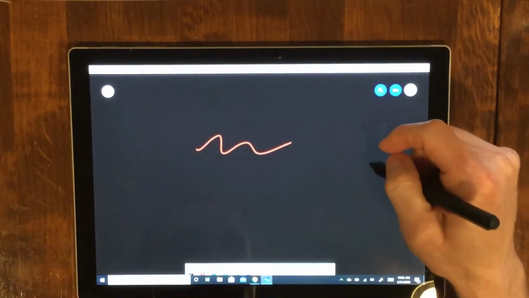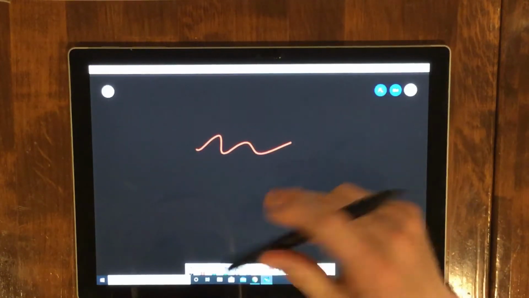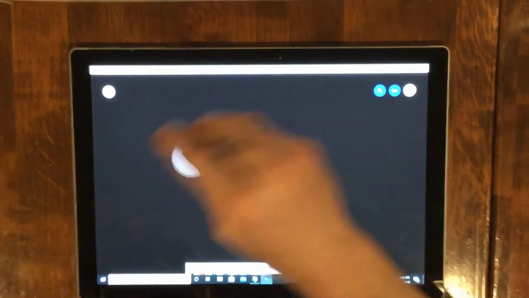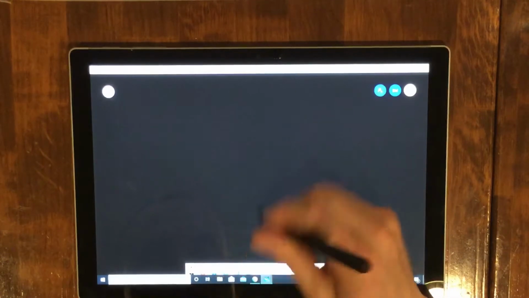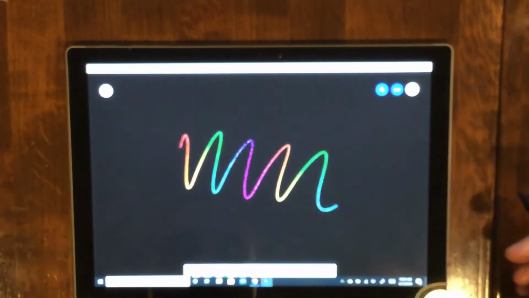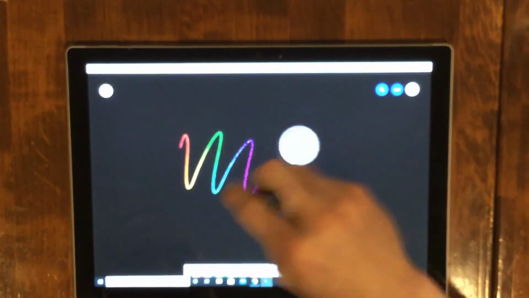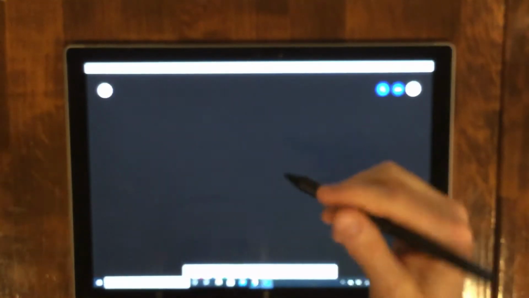So I switched it to a black background with red. Why not get crazy, right? Actually, look at this. This is kind of cool. It's like a rainbow thing. That's pretty cool, too. Anyways, hope you guys are still doing all right.